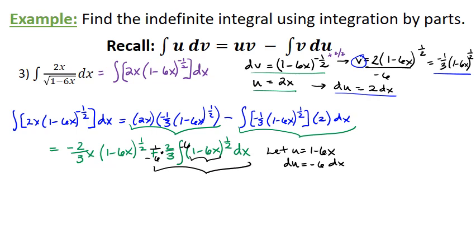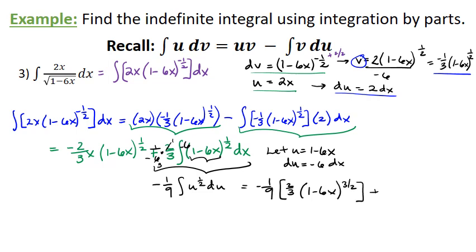So this here becomes, simplifying this, let's see, a negative 1/9 times the integral of u to the 1/2, which becomes negative 1/9 times 2/3 times this quantity, and then the plus c, of course.